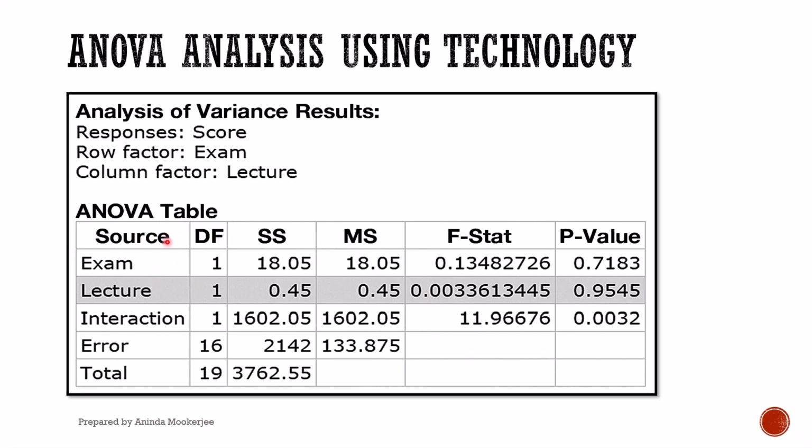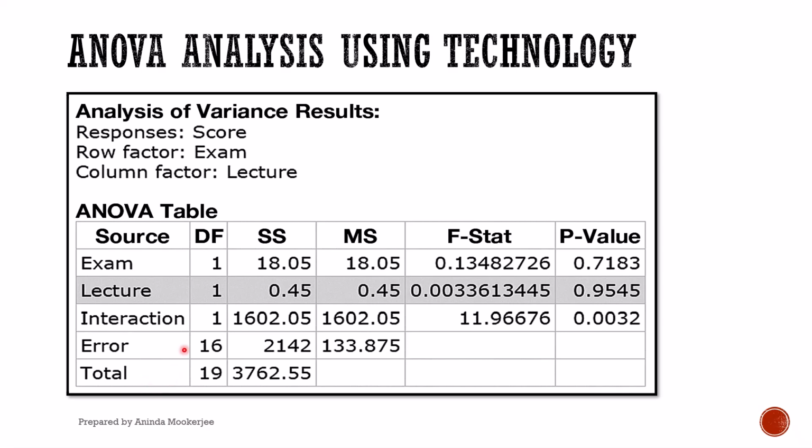These are the different columns, starting with the source. Under source, there is a row for the row factor, which is exam, and then one for factor B, the column factor, which is lecture. Then there is a row for the interaction between factor A and factor B. And then there is a row for the error calculation. And finally, we have a total row.